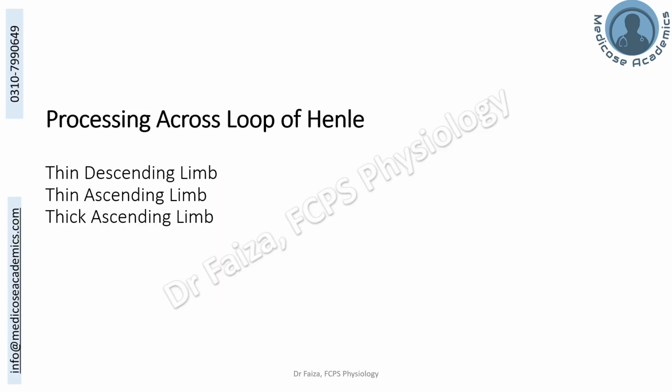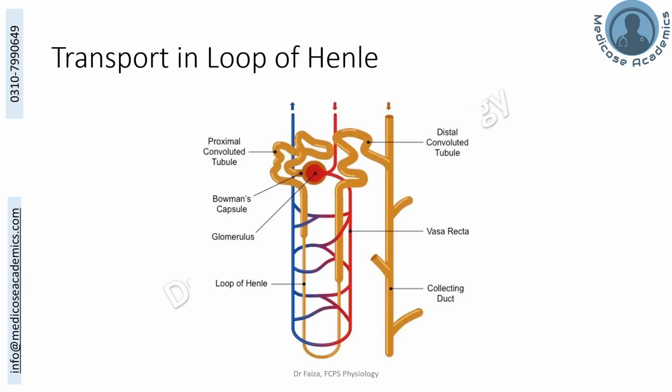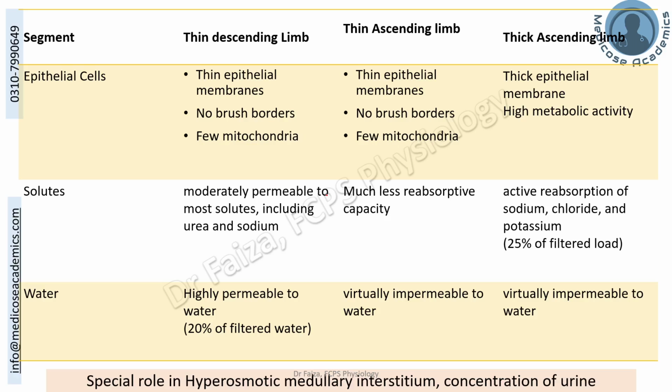Now, moving on to the processing across the loop of Henle, we will be looking into the details across the different segments: thin descending, thin ascending, and the thick ascending limb of the loop of Henle. As you know, this is the descending limb of the loop of Henle, then thin ascending, and then the thick ascending loop of Henle. If we compare the epithelial cells of these three segments, the epithelial cells in the thin segments, of course, are thin, and the thick segment has thicker cells.